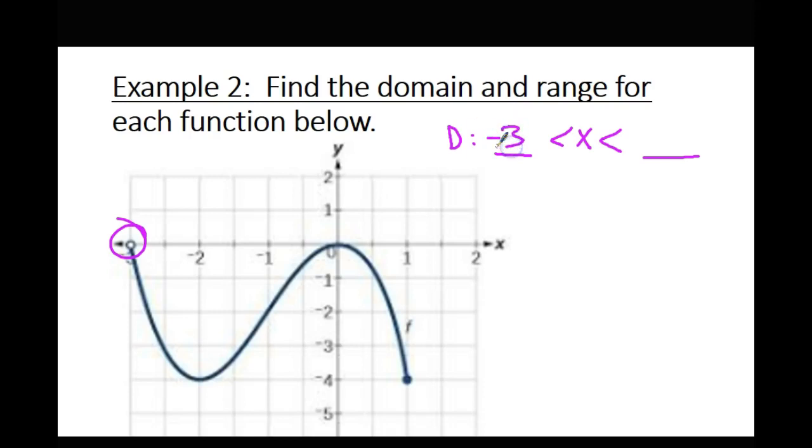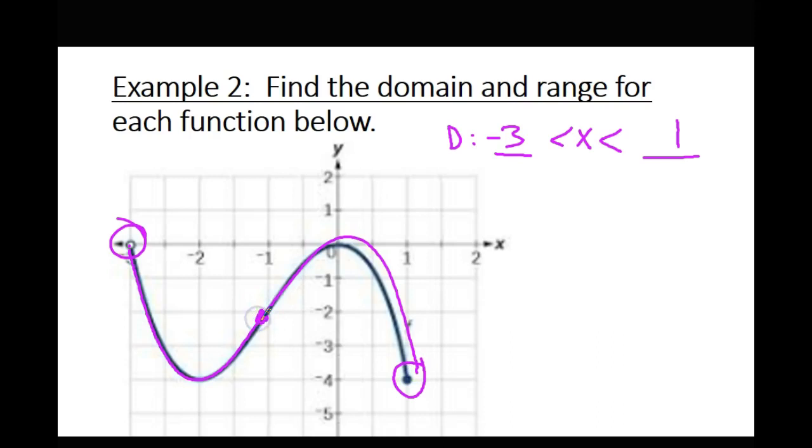Then over on the other side, we ask ourselves, how far to the right does our graph go? Would you guys be able to circle the dot that's furthest to the right? You agree that that's the point that's farthest to the right, correct? All right, what's the x value for that point? It's 1. So x can be anything from -3 all the way up to 1.